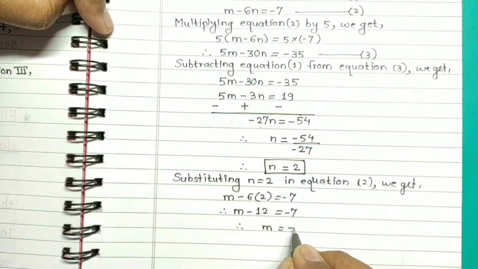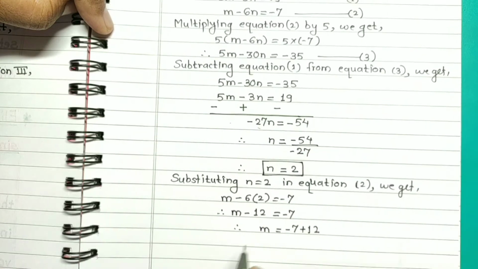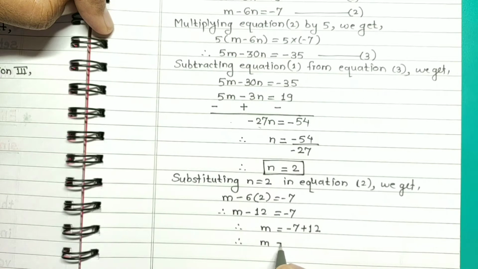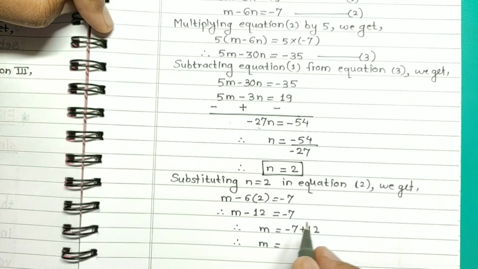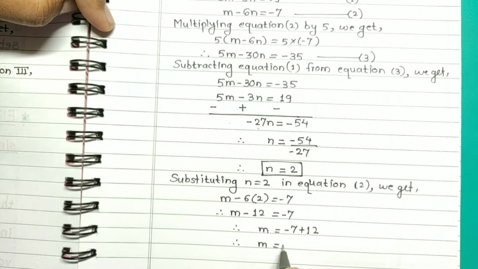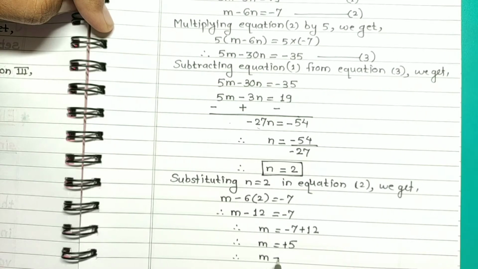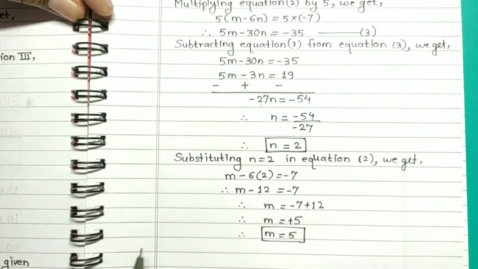And therefore m is equal to minus 7 plus 12, and therefore m is equal to, see again these two numbers have opposite signs, so we are going to put the sign of the greater number, so it will be plus, and we are going to subtract the smaller number from the greater number, so 12 minus 7, it is 5. So minus 7 plus 12 gives us 5. Therefore we have m is equal to 5. This is the required solution.